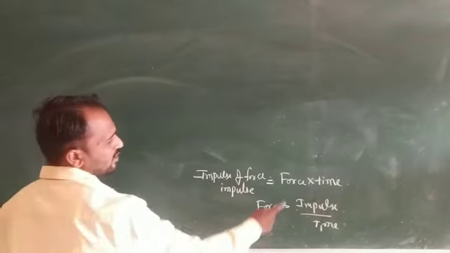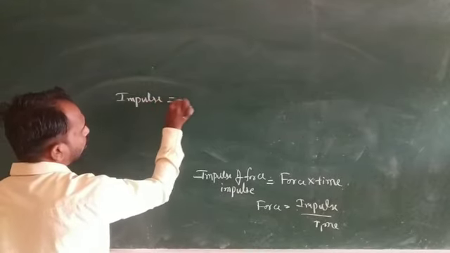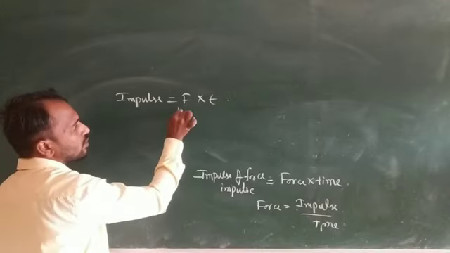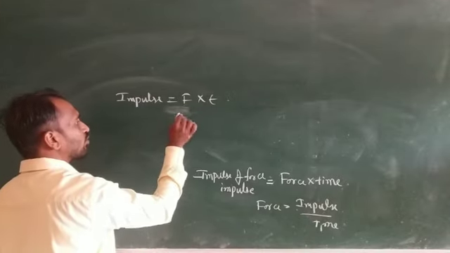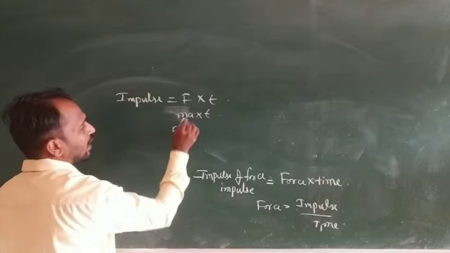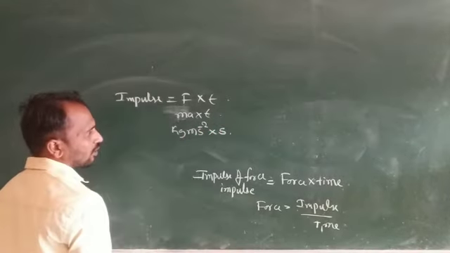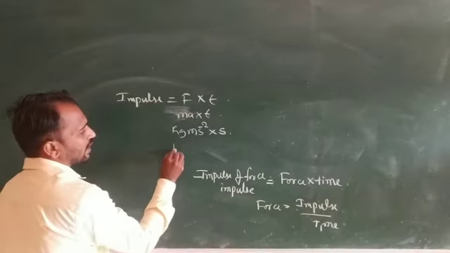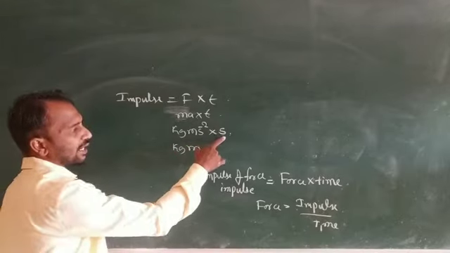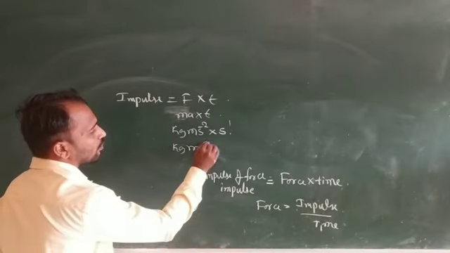So here impulse is equal to force into time. We already know the SI unit of force is kg meter per second square, so I will write the formula as mass into acceleration into time. Mass is kg, acceleration is meter per second square, into second. Here kg stays as it is, meter stays as it is, per second square is there, and a second is there, so s raised to 1. So we get per second.